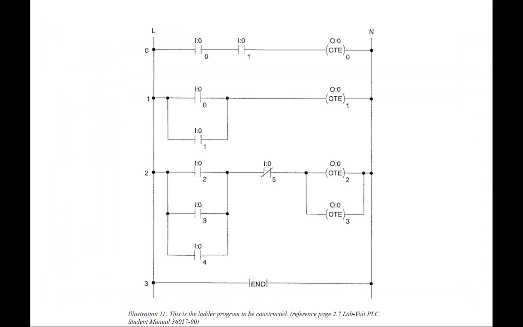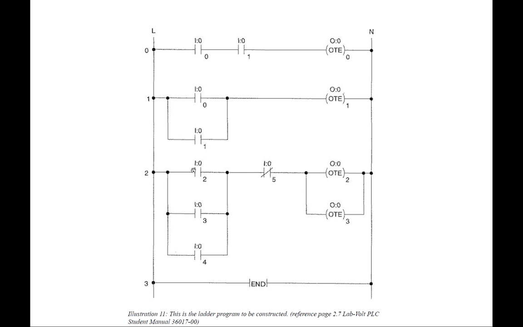Okay, now this is the ladder diagram for the program I'm going to write. I basically got this out of the Labvolt student manual, and you can see there's a combination of circuits here. We've got two input contacts in series, both must be activated to energize this output, O:0. These two can be in parallel, so that's basically an OR situation. So the first one is AND, this one is OR. This one or this one will energize this coil.